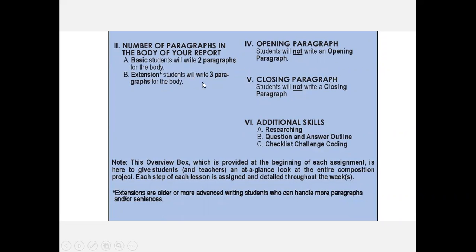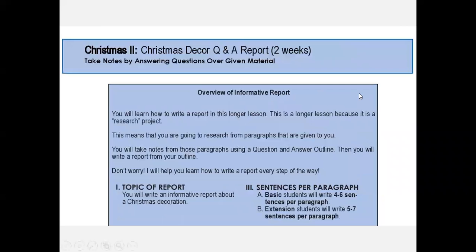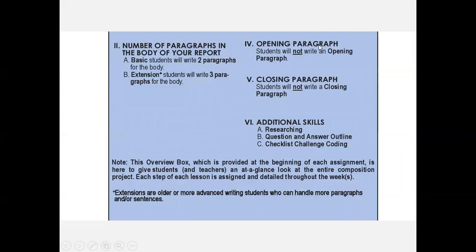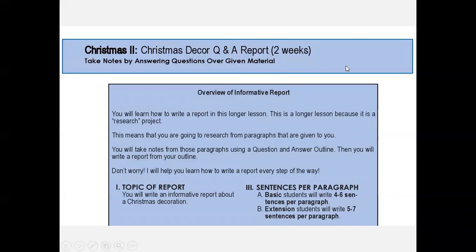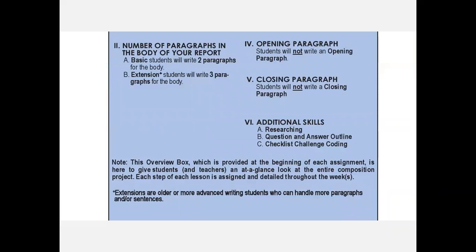But here you would do 3 paragraphs for the body. You would have them do 6 to 10 sentences in each paragraph, where it says extensions there. And then you would have them add an opening paragraph and a closing paragraph. That would make a full 5 paragraph paper with 6 to 10 sentences in each paragraph. So that would be a great project for junior high.